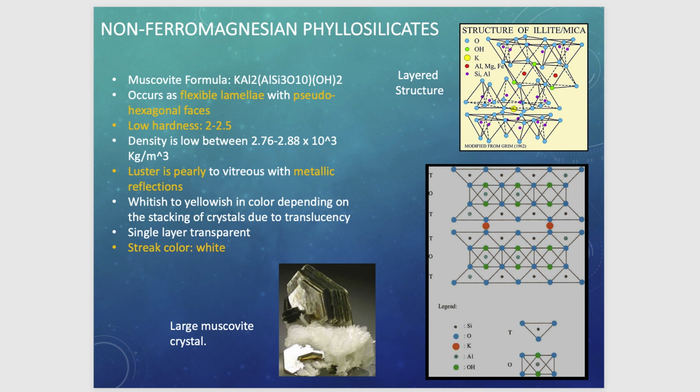There are also non-ferromagnesian phyllosilicates, and these fall under the common name of muscovites. So muscovite is very similar. You can see here a large muscovite crystal. It does have this pseudo-hexagonal shape, and you can see a set of planes here that represent the classical one cleavage found in these minerals. Similar hardness for that, because this is a plane of weakness.